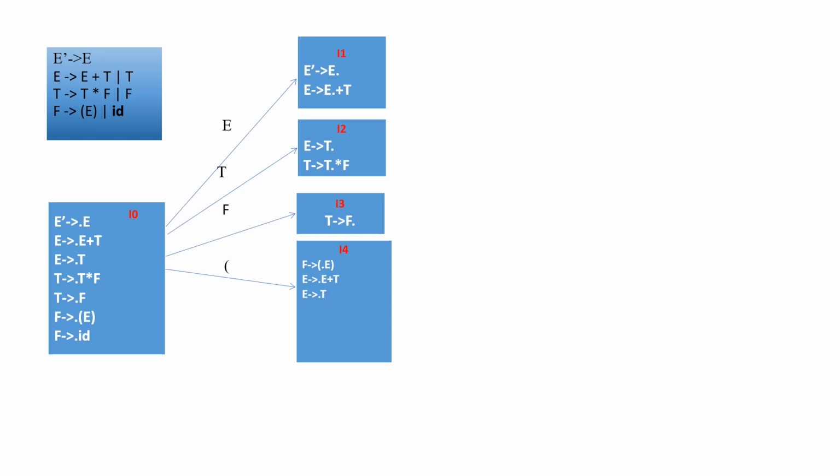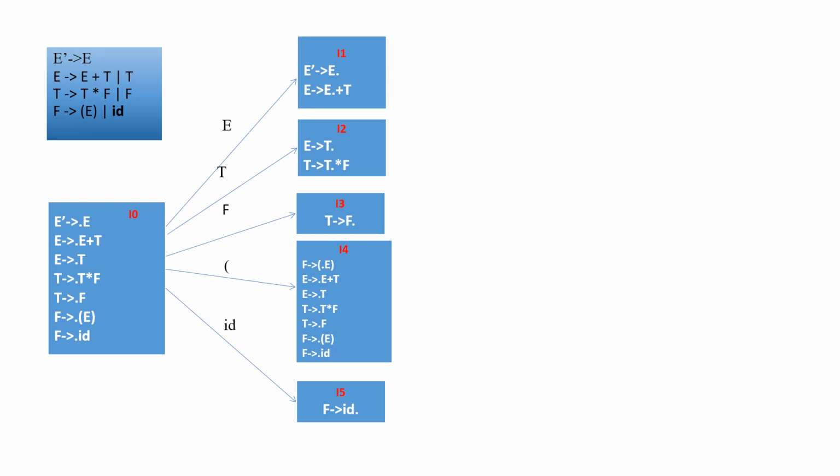Okay, again we have a non-terminal T, repeat the step. Again we have a non-terminal F that is preceded by dot, repeat the step. Find the closure of F. Fine. Now on seeing ID becomes the final item.